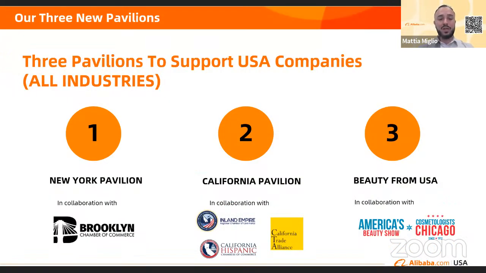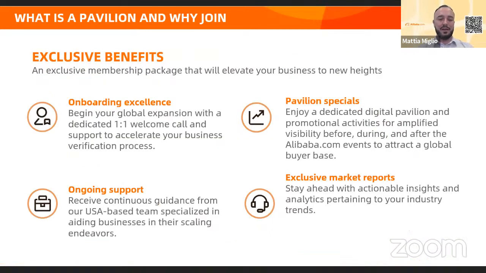As I mentioned, we are here today also to introduce an additional marketing exposure for your companies. We have a New York pavilion, the California pavilion, and the Beauty from US pavilion. Why we've chosen these pavilions to start with here in the US? Because we have many sellers from New York, California, and in the beauty industry that want to join, but also because our data show that there are buyers that are looking for a product made in New York, made in California, and especially for beauty products in the industry.